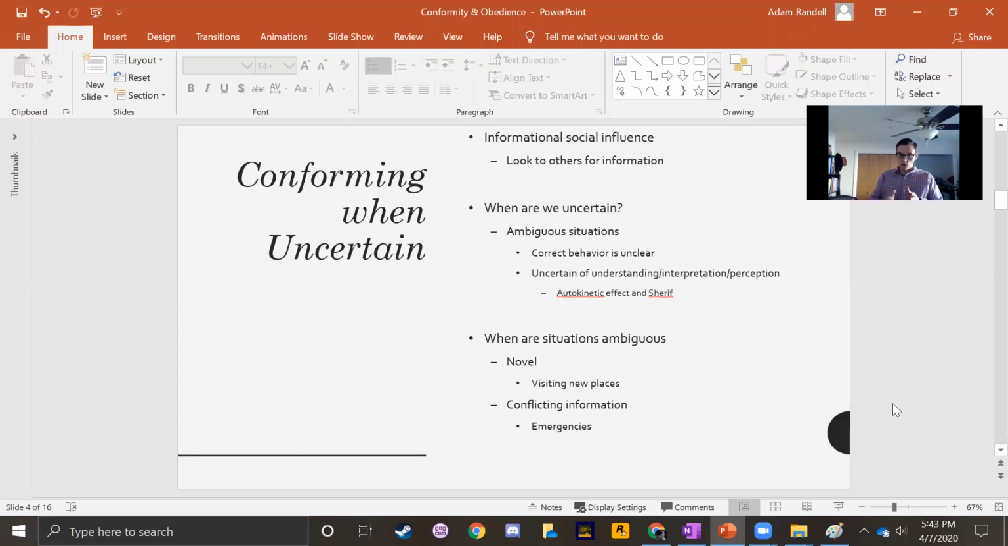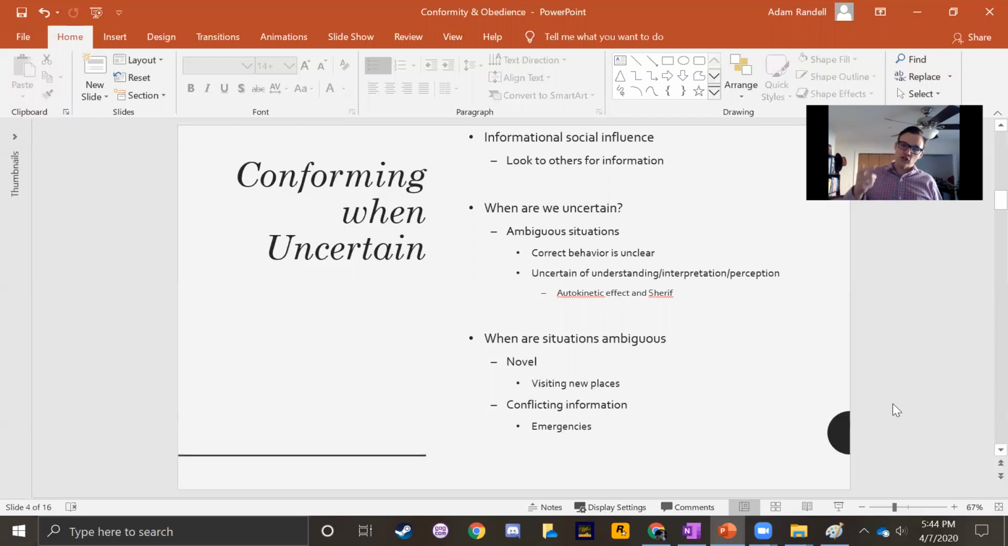All right, so an ambiguous situation is any situation in which you don't know what to do. So the correct behavior is unclear. Maybe you aren't getting a proper look at things, right? So for example, in Sherif's classic study with the autokinetic effect, we see this uncertainty and we see how it can lead to people conforming.